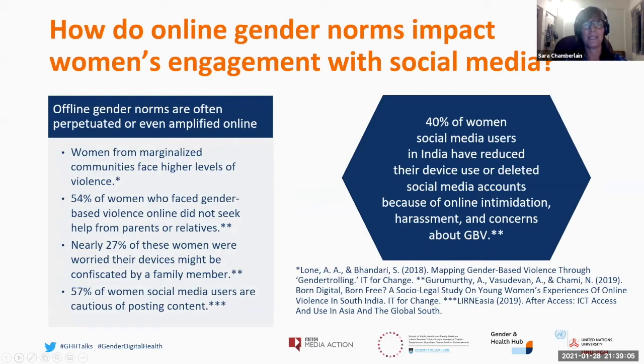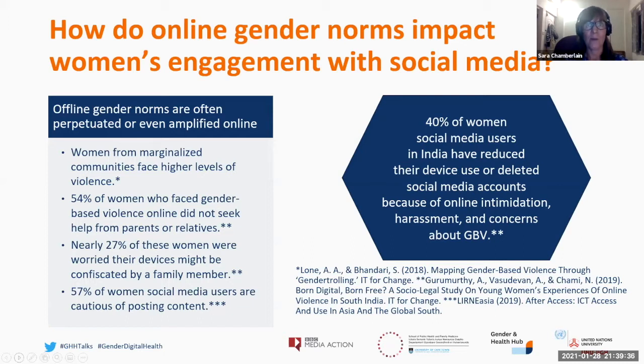So unfortunately, offline gender norms are often perpetuated and even amplified online. According to a 2019 study by IT for Change, 54% of women who faced gender-based violence online did not seek help from parents or relatives. And 27% of these women said this was because of concerns that their devices might be confiscated. So they're not only being bullied, but they're not asking for help because despite the bullying, they don't want to be cut off, right? They still want the internet.